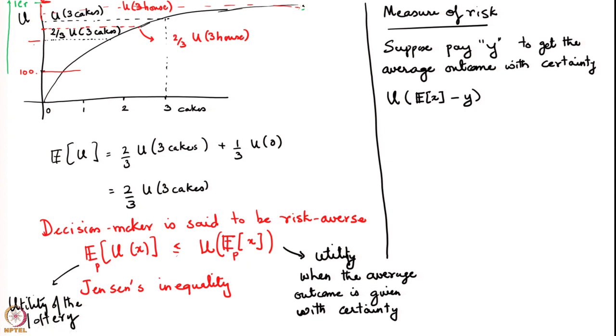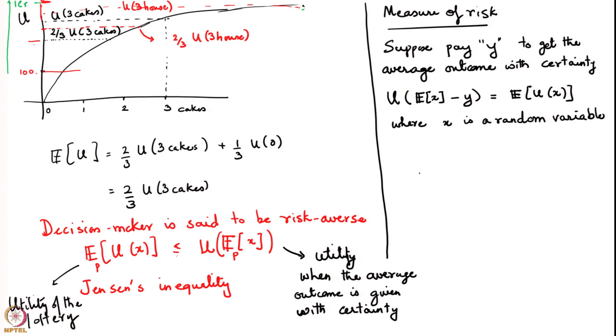You are going to get the average outcome and you are also going to be poorer by an amount Y. So the utility from receiving the average outcome minus Y that you have already paid for it should be equal to the expected utility of the outcome, where x is a random variable. So if you have a random variable x, you can ask what should be the Y I should pay to get away from the uncertainty in x. The maximum amount you would be willing to pay is the Y such that u of expectation of x minus Y is equal to the expectation of u of x.